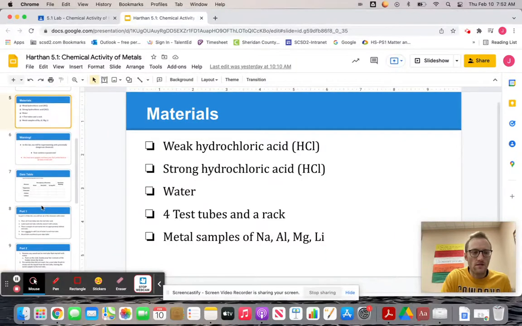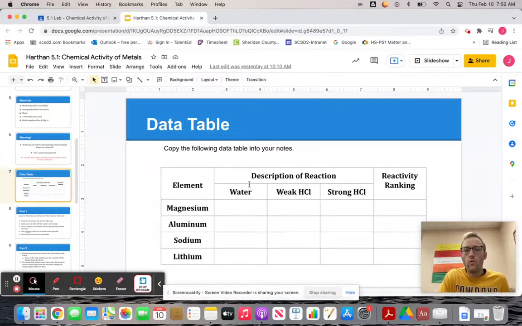Okay, so now last thing with our data table, what we want to do here when we copy this into our notes is, in each of these, you're recording your observations. Okay, so that's what it means by description of reaction. So if sodium doesn't react to water, you just say no reaction, or NR. If it fizzes, you'll say fizzing, bubbling, warming up, heating up, all these indicators of chemical reactions. So you're going to tell us what we saw, and that's going to help us create our ranking here at the end. Okay.